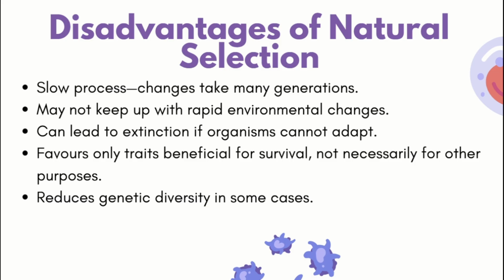Another disadvantage is it favors only traits beneficial for survival, not necessarily for other purposes. This means natural selection will pick the traits for survival, so it doesn't take into consideration something like, let's just say that some organisms are able to camouflage, right? Camouflaging is very important for many animals. They need to camouflage in order to protect themselves, to hide from predators and all that stuff. So they need to do that.